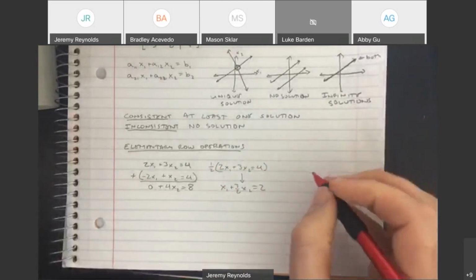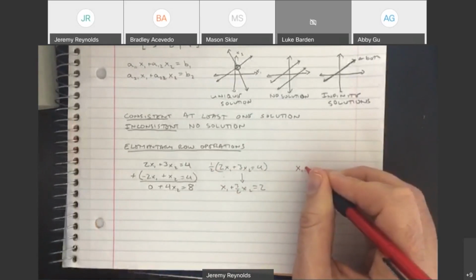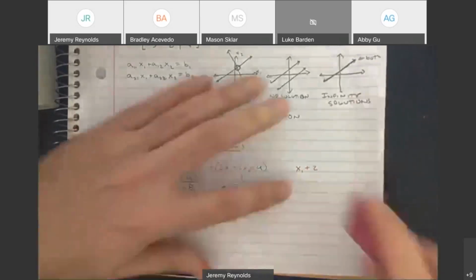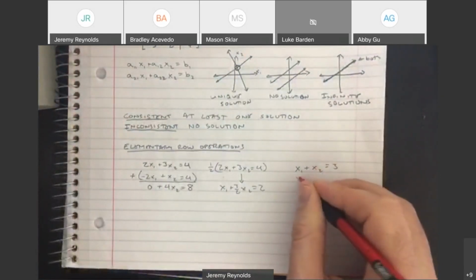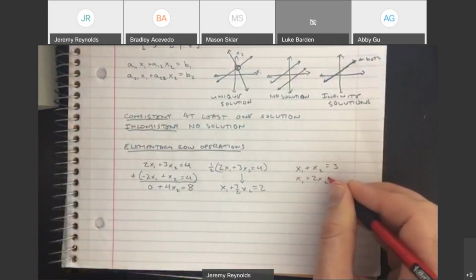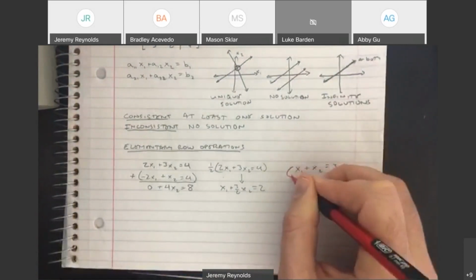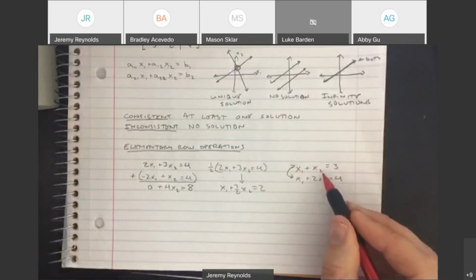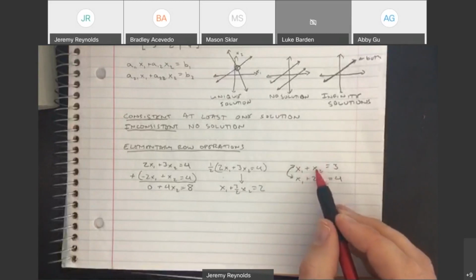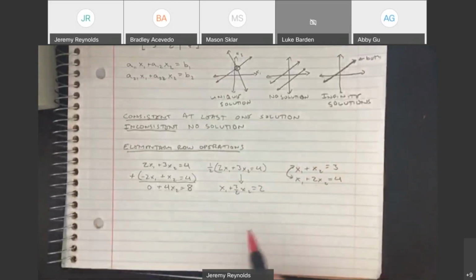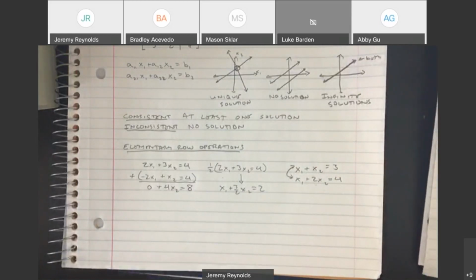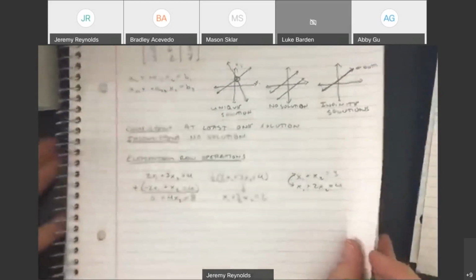Nothing complicated there. And then the third thing we can do, which seems very obvious: we have x1 plus x2 equals 3, and x1 plus 2x2 equals 4. It doesn't matter what order we write those equations in. If we switch them and put this equation on top of the other, it's the exact same system of equations. So those are the elementary row operations. We're going to use those elementary row operations to get some matrix operations that can help us with solving our problems. So go ahead and flip the page.